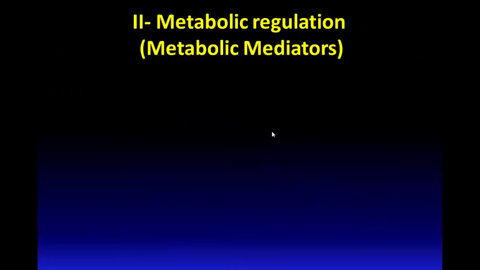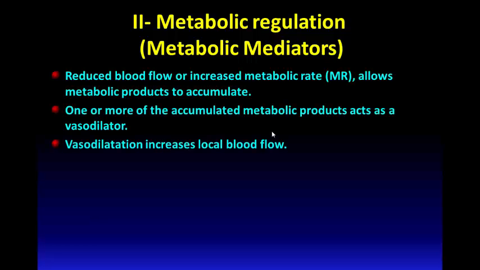Now let's describe the metabolic regulation in more details. Reduced blood flow or increased metabolic rate of the tissue allows metabolic byproducts to accumulate. One or more of these accumulated metabolic byproducts acts on the smooth muscle cells of the arterioles, causing the arterioles to undergo vasodilatation because the smooth muscle cells would relax. Vasodilatation increases the local blood flow.